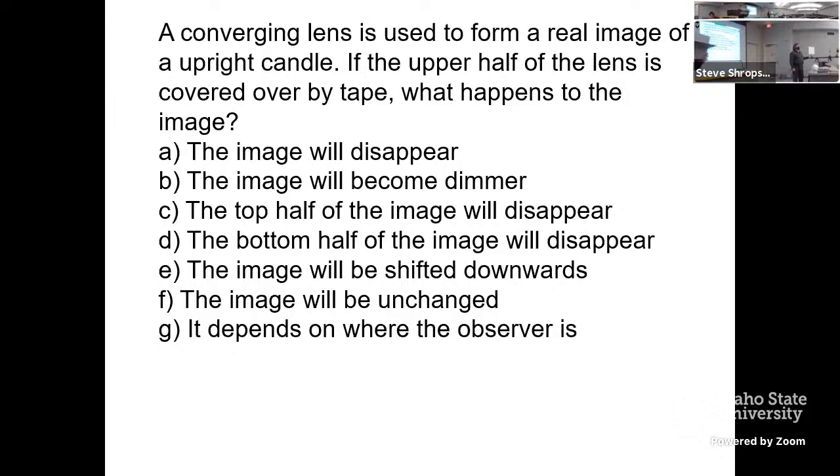So we're describing the situation I've set up right now on the optical bench, where you have this image. If I cover half of the lens, the upper half of the lens, and I'm just going to do it with this block of wood, what will happen to what you see on the screen here? That's the question.